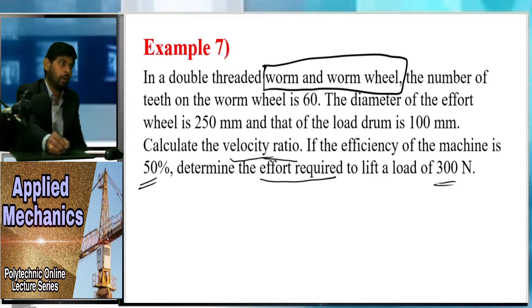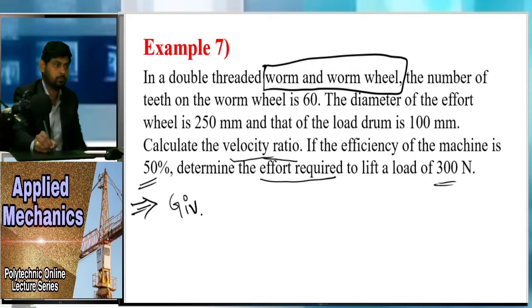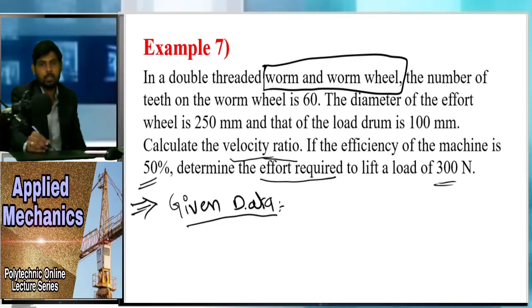Now by reading the problem, we know the given data. Write down that given data first. While you are going to solve the problem, you have to do one thing: write down all the given data, because it will simplify your problem. And what you have to find out, that is also to be written.